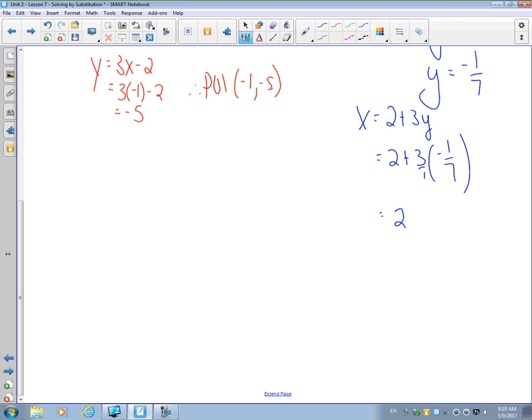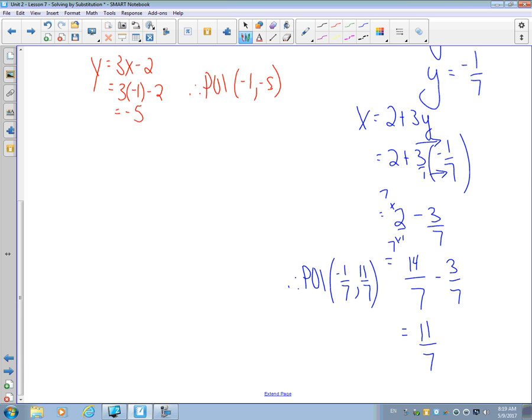do some math. When I do fractions, I go straight across when I multiply. So I end up with negative 3/7. When I want to add or subtract fractions, I need common denominators. So I times this by 7, so I times this by 7. And when I subtract them, I get 11/7. So my POI was x is negative 1/7, and y is 11/7. That's kind of why the algebra method is good for us. Yes, it can solve all the easy ones, the nice points, but it can also solve all the messy ones, the fractions, the weird decimals, the big numbers, or the really small numbers.